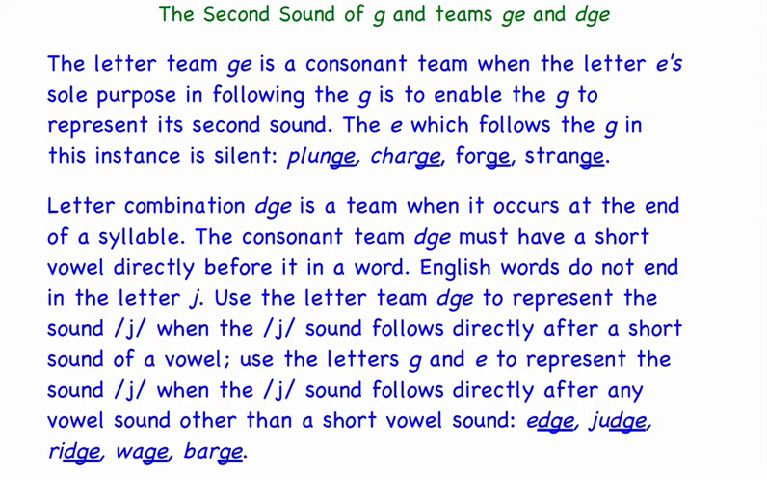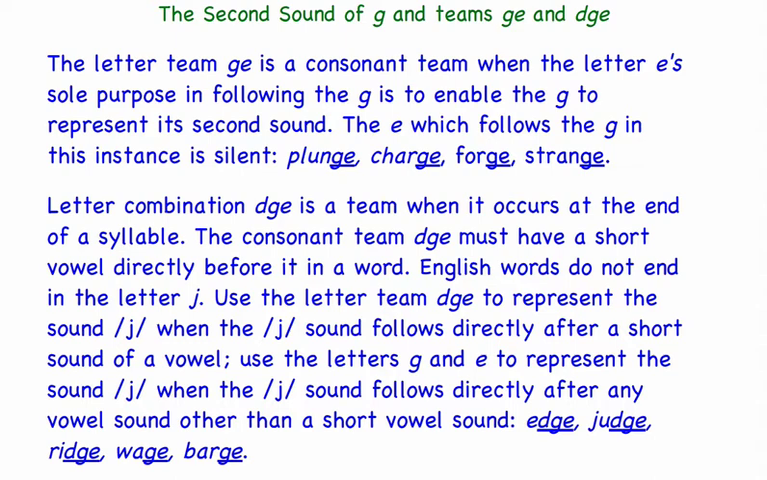We also have two consonant teams that have G in them, the team GE and the team DGE. The letter team GE is a consonant team when the letter E's sole purpose in following the G is to enable the G to represent its second sound. The E which follows the G in this instance is silent, and then we have examples: plunge, charge, forge, and strange. In all four of these words, the E's only function following the G is to cause the G to represent its second sound. So when that happens, underline GE to indicate it's a consonant team.